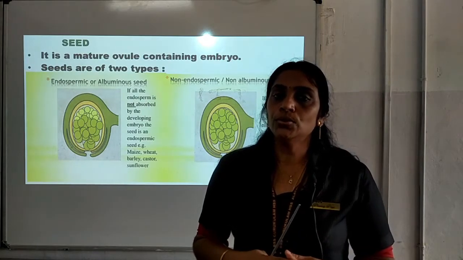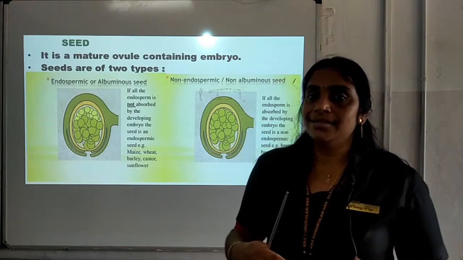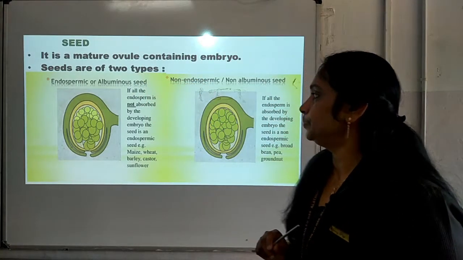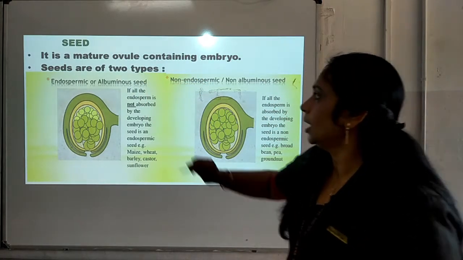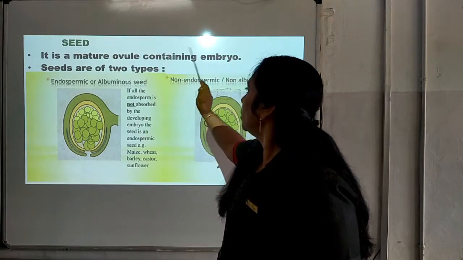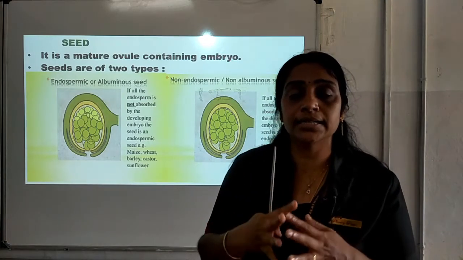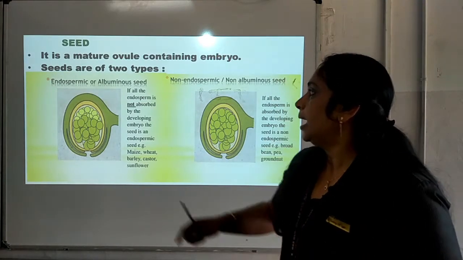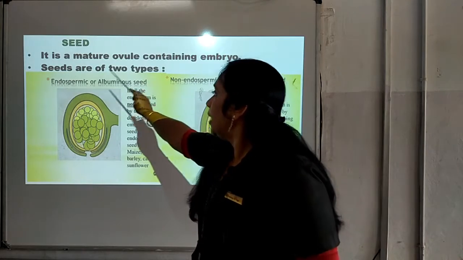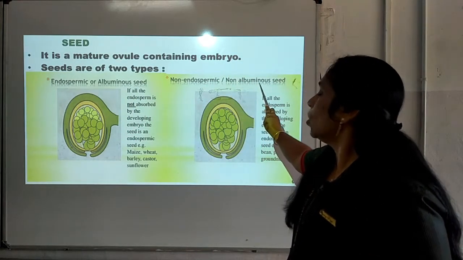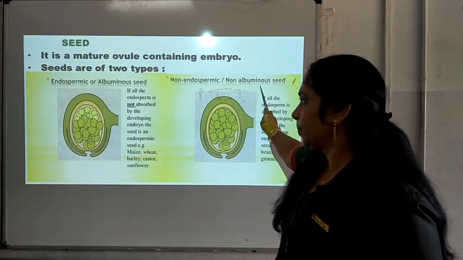Today we are going to learn and understand the next topic, that is seed. What is a seed? It is a mature ovule containing an embryo. It is an ovule which is mature and it consists of an embryo, and seeds are of two types: endospermic or albuminous seed, and non-endospermic or non-albuminous seed.